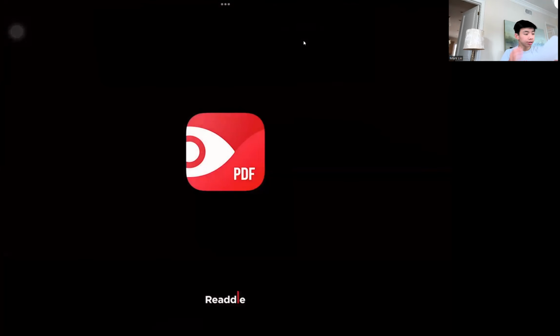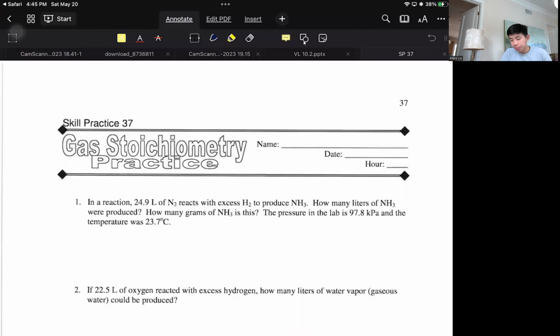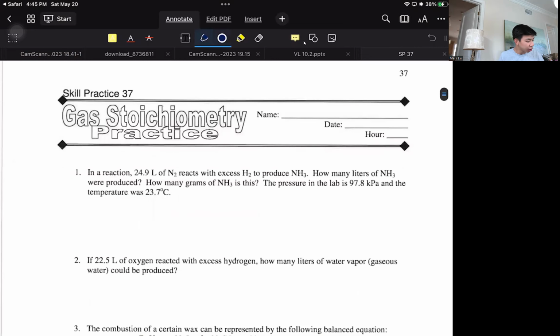Okay, number one. In a reaction, 24.9 liters of nitrogen reacts with excess H2 to produce NH3. How many liters of NH3 were produced? How many grams of NH3 was this? The pressure in the lab was 97.8 kilopascals, and temperature was 23.7. Okay, so a lot of information here. Let's go to the first question.